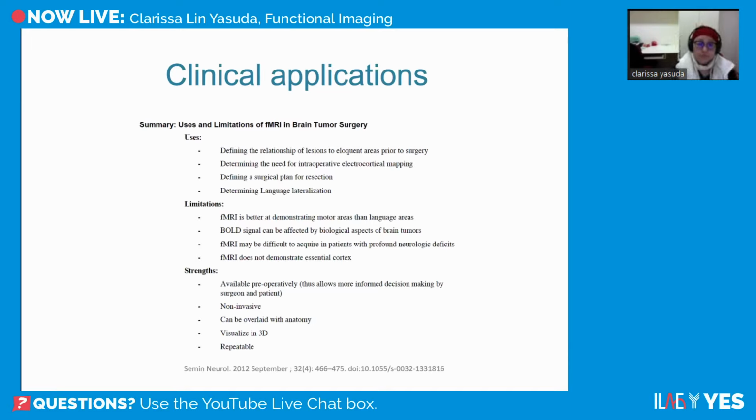So this is one example of a clinical application. So in summary, we can use fMRI in brain tumor surgery. There are some uses, there are some limitations, of course. It is nice because it can be available preoperatively, as I said, and helps the decision by surgeon and patient. It's non-invasive and can be repeated. It's very nice to demonstrate motor areas, better than the language areas. Okay, so motor has been very popular, but language is a bit more complicated, and we'll see some examples of language ahead.